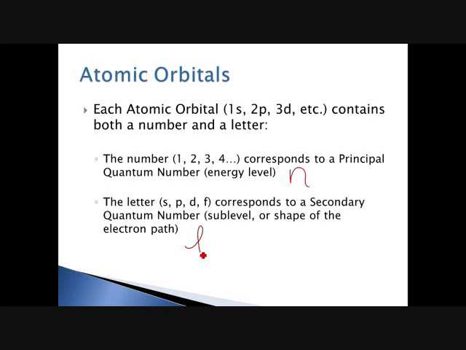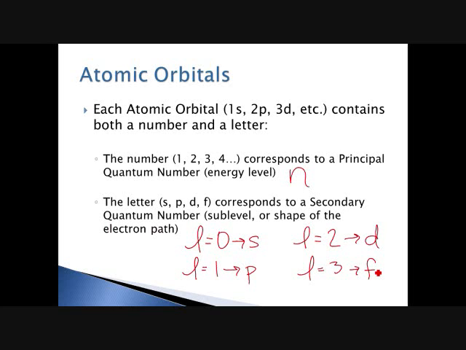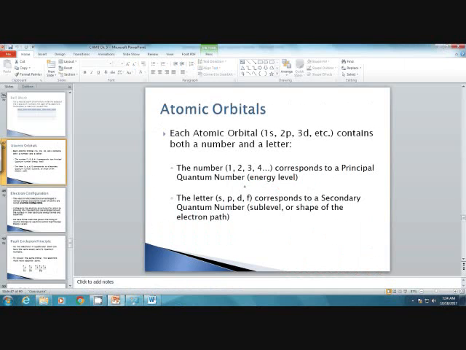This is back in your notes on page 6. When L is equal to 0, that means it's going to be an S. When L is equal to 1, it's going to be a P. When L is equal to 2, that will be a D. And when L is equal to 3, that will be an F. You don't technically need to write this down, but we are now going to use this information to go to our quantum numbers.